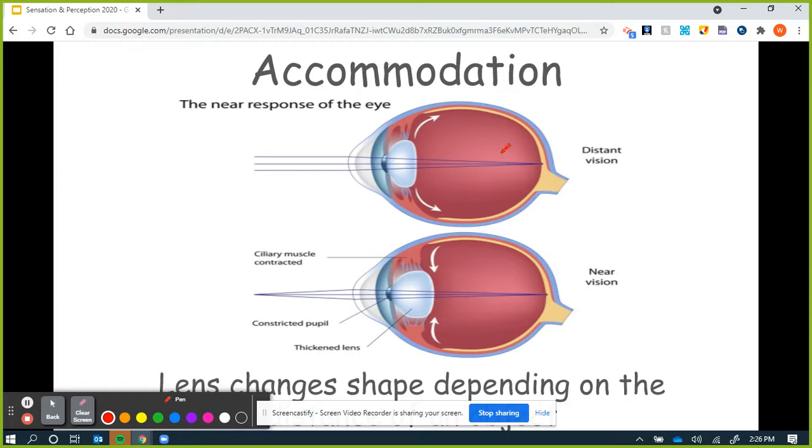Accommodation: the lens changes shape depending on the distance at which we are looking at something. It accommodates. That's why if you put your finger out in front of your face with a wall behind it, if you focus on your finger, it will be clear and the wall will be blurry. If you focus on the wall, you're probably going to see two fingers and they will be blurry, but the wall will be clear, because your eye is changing what it is looking at. So the lens changes shape.